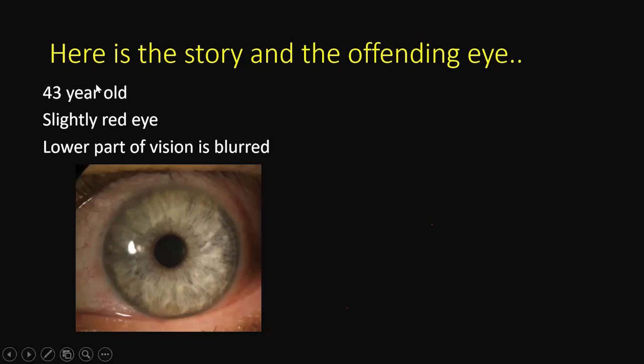In a young patient like this, again, not particularly associated with myopia, but they could also get a vein occlusion in the top half of their retina, or an arterial occlusion in the top half of the retina that would give them the lower half of the vision blurred. And if they're very unlucky, they could get an optic neuropathy that might do the same thing. So the 43-year-old with a slightly red eye and the lower part of the visual field blurred has got a serious problem. And the contact lens is telling you it's possibly a detached retina.